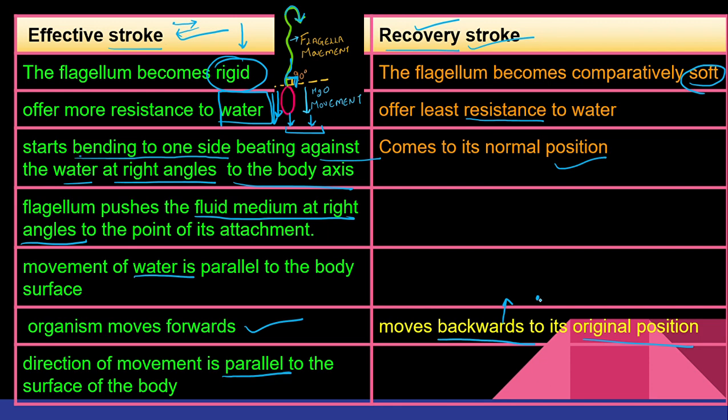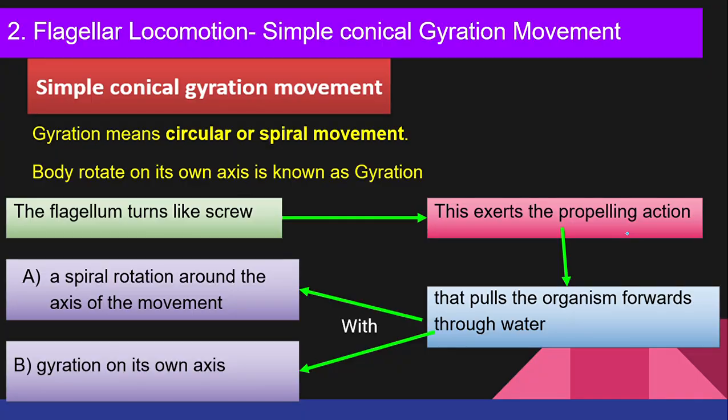For example, here suppose the organism is like this. So number 1, number 2, number 3, number 4. You can see this is the effective stroke. Now when we come back like this, 4, 3, 2, 1, in this way, this is called the recovery stroke.